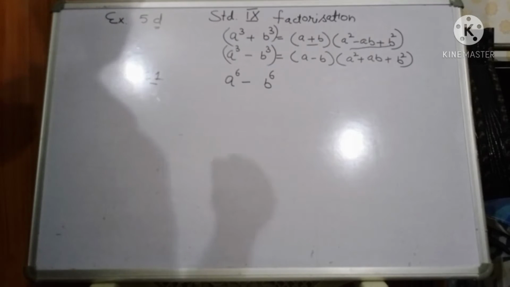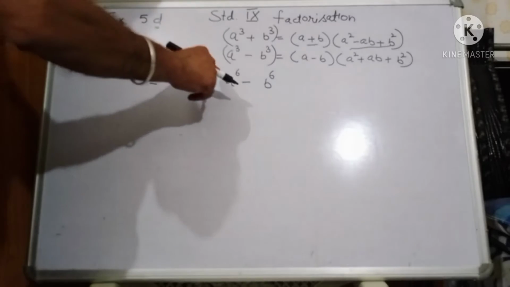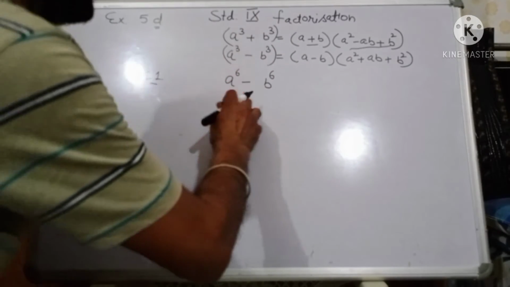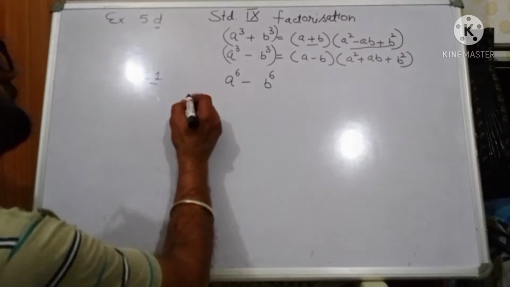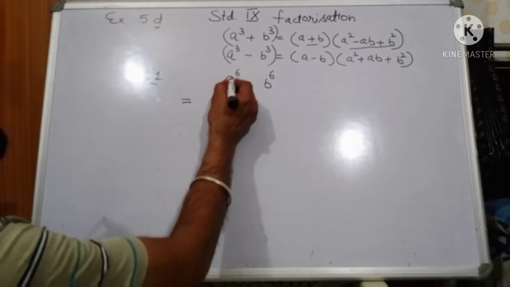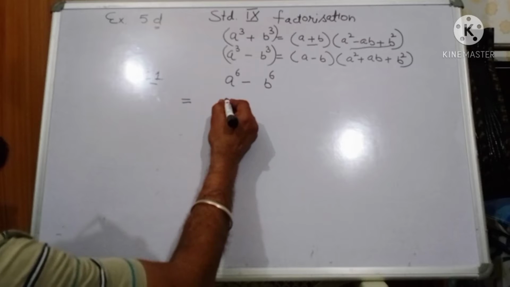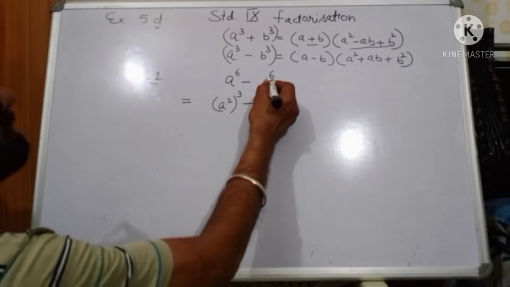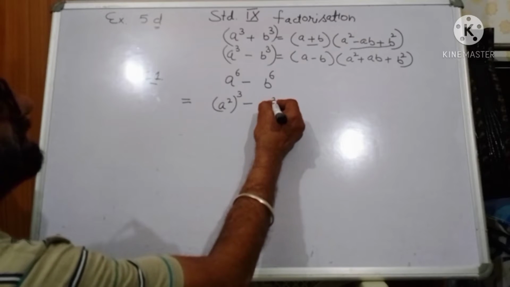Now we will take question 11, a raised to power 6 minus b raised to power 6. Just see how to convert it as the difference of cubes. A raised to power 6, we will write a square the whole cube. Minus b raised to power 6, we will write b square the whole cube.